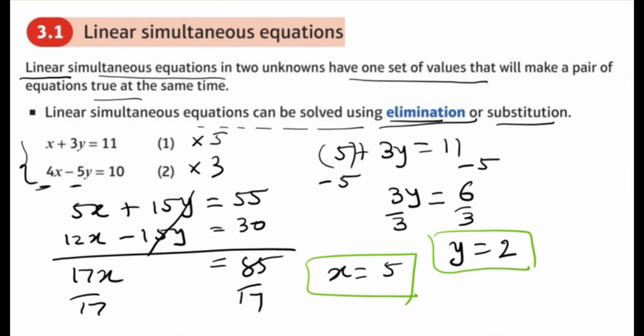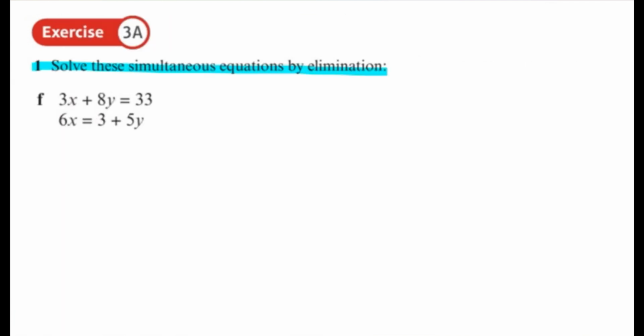Now if you want to check whether your answer is right or wrong, substitute this answer here and check. You will get 11 and 10. If you are getting that answer, that means your answer is correct. We call that rechecking the answer, and in the exam it is advisable to do that so we can confirm our answer is correct.